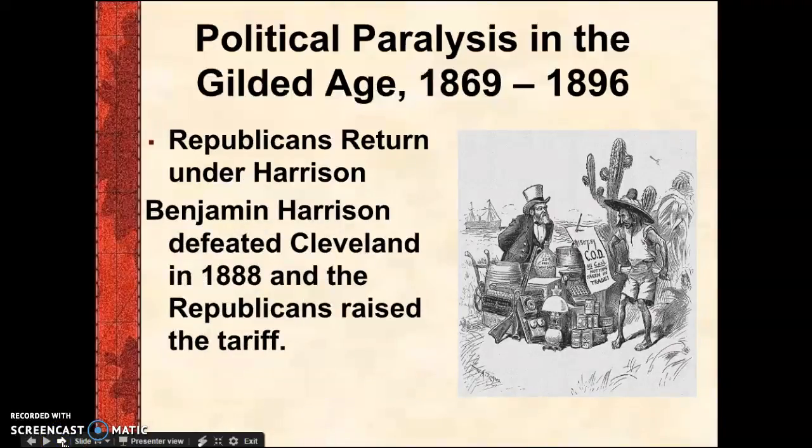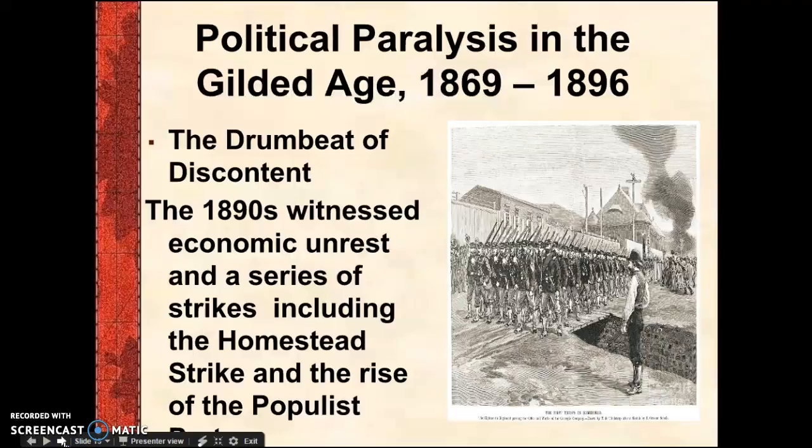Next slide. The next section is entitled The Republicans Return Under Harrison. Benjamin Harrison defeated Cleveland in 1888, and the Republicans raised the tariff. Here's a cartoon showing Harrison, and it looks like he's trying to keep out imported goods. Next slide. The next section is entitled The Drumbeat of Discontent. The 1890s witnessed economic unrest and a series of strikes, including the Homestead strike and the rise of the Populist Party. Some of these strikes became quite violent, especially the Homestead strike. And here is a drawing of federal troops being called out to try to quell some of the violence between workers and their factory owners.